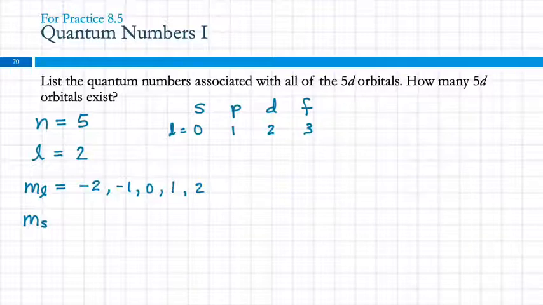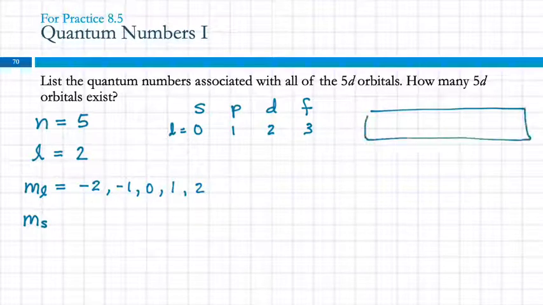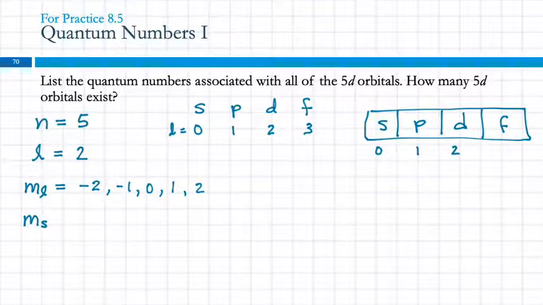Yeah, so if I'm drawing the 5th floor of the hotel, there's the S room and the P room and the D room and the F room. But they're numbered 0, 1, 2, 3. Sorry, but they are. So using the analogy for hotels, n is more vertical going up in the hotel, and then l is on that floor. How far away from the elevator are you?